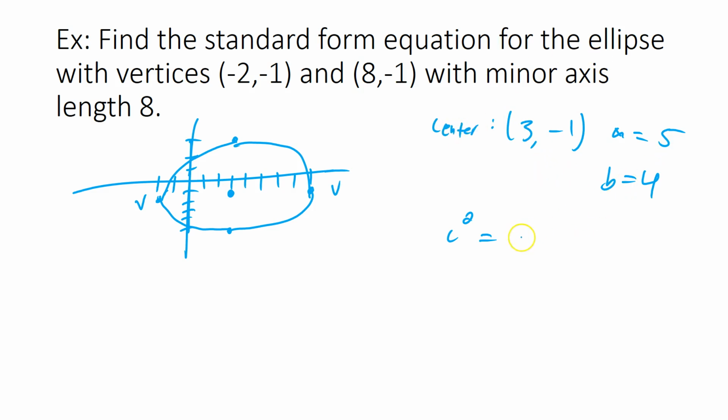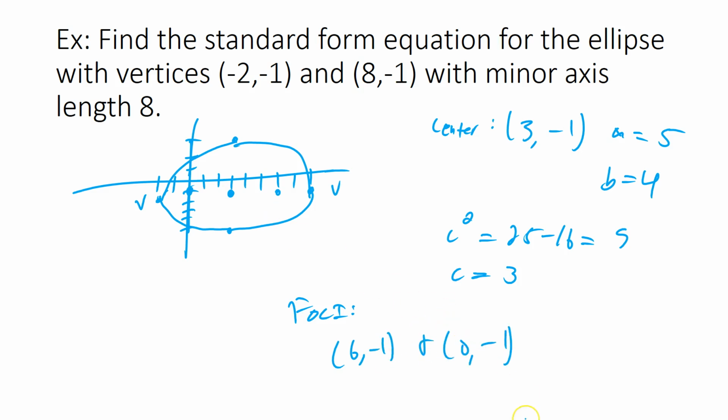And we know c squared is going to be, in this case, 25 minus 16, which is 9. So c is 3. We're going to go 3 to the right, 1, 2, 3, and 3 to the left, 1, 2, 3. It's right on the axis. So our foci happen at (3, 0) and (-3, 0). That's all there is to it.